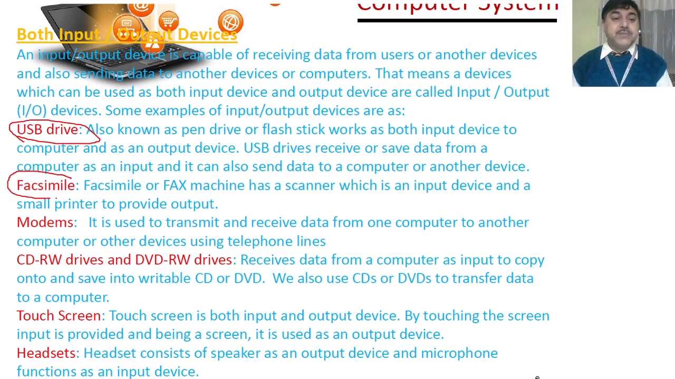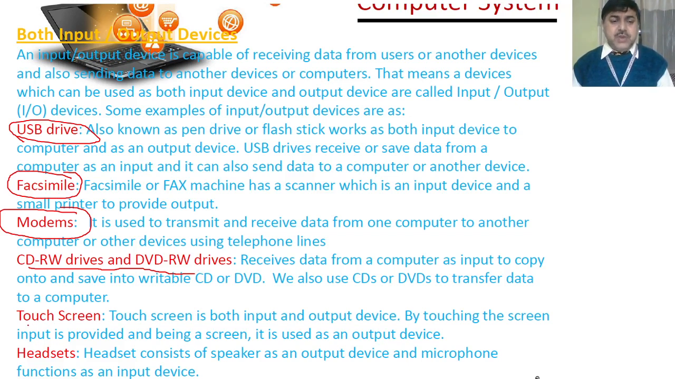Facsimile means a fax machine. It does the scanning, it takes the input, with a small printer. Next, we can find the modem. Modem is for modulation and demodulation purposes. As I have said earlier, analog data is converted into digital and digital data is converted into analog. Next, CD writer and DVD writer. They were used previously, but nowadays they are not in so much use.